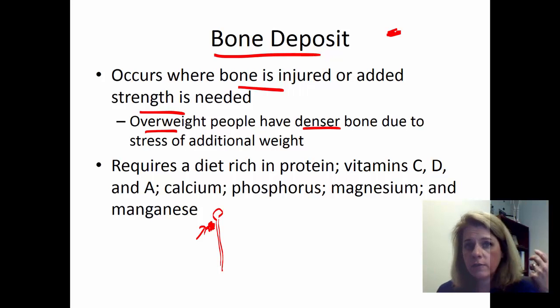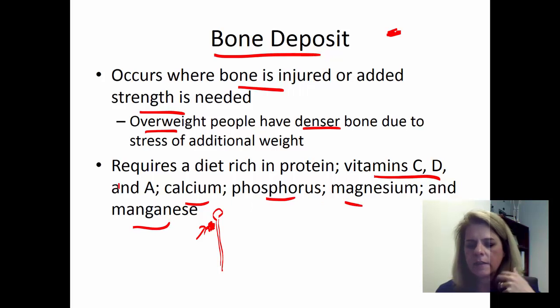But in order to do this, you've got to have a good diet. You've got to have vitamin C and D and A, calcium, phosphorus, magnesium, and manganese. And we're going to talk about some of these factors in another video, a separate video.